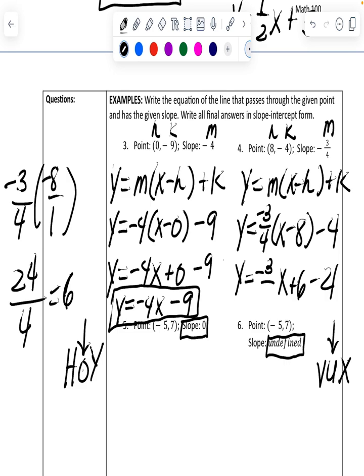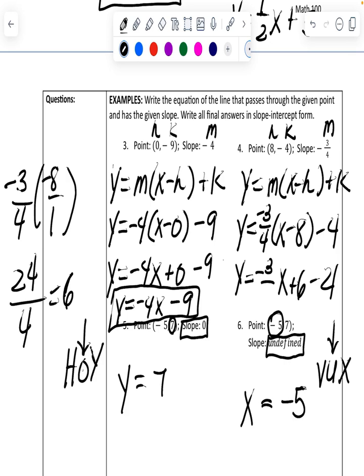So remember, with your horizontal lines, every single y value is going to be 7. So you can just write it as y equals 7. Remember, with your vertical lines, every single x value on the whole line will be -5. And you can write it as x equals -5.